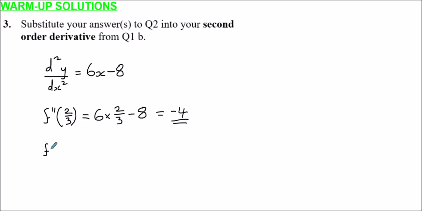Or, of course, at x being 2, the second order derivative, f double dashed of 2 — this, by the way, just to clarify from last time, is the same notation as this here, just a different way of writing effectively the same thing. So when x is 2, we'd have 6 times 2 minus 8, which would give us 4. And so when x is 2/3, the second order derivative is -4.